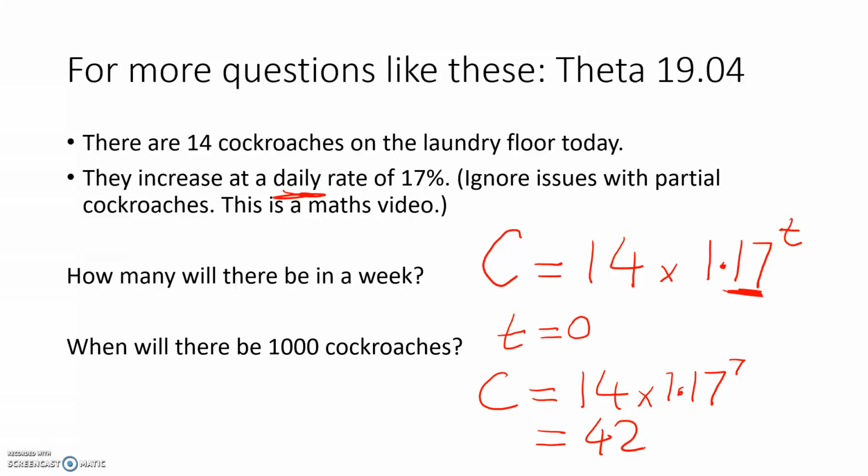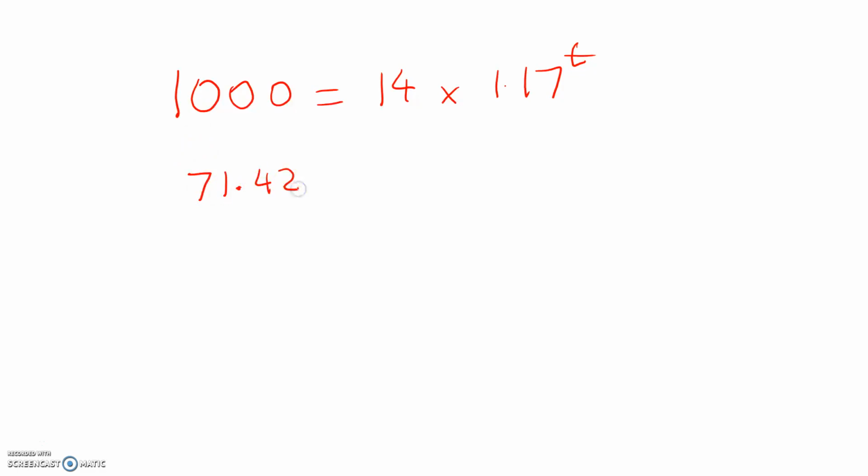Okay, so when will there be 1,000 cockroaches? What we have to do for this is solve 1,000 is equal to 14 times 1.17 to the power of t. So dividing through both sides, first of all, I'm going to get 71.42, so hold that in your calculator. Right, so I've taken that 14 and I've divided both sides by 14. So 71.42 is equal to 1.17 to the power of t.